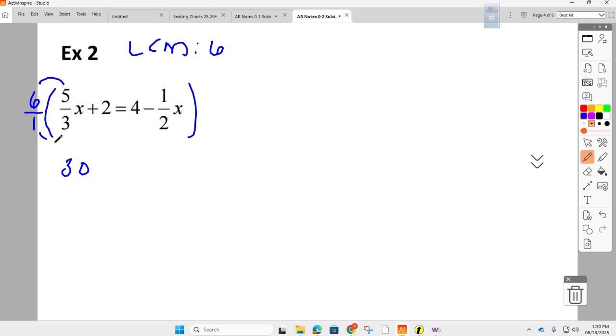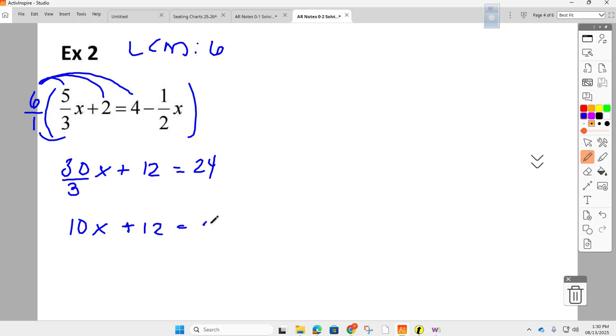So we're going to start. 6 times 5 is 30. We're trying to get rid of a fraction. But what is 30 divided by 3? Okay, so that's the same as 10x, right? Plus 6 times 2 is 12. Nothing to do there, we can go ahead and bring that down. Equals 6 times 4, 24. Not a fraction there, so let's go ahead and put that down there.